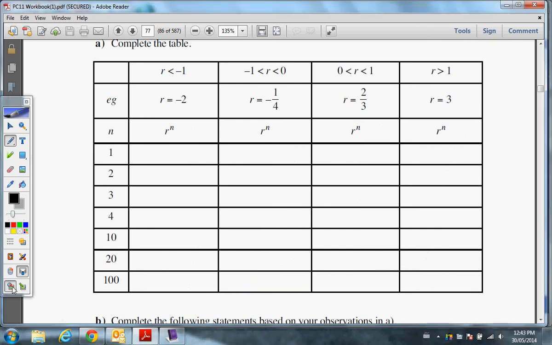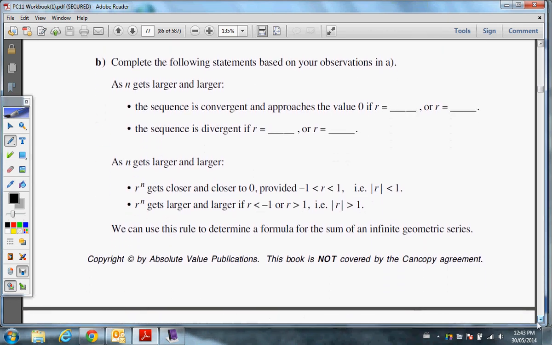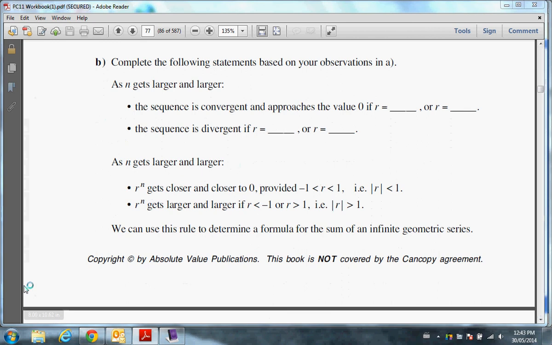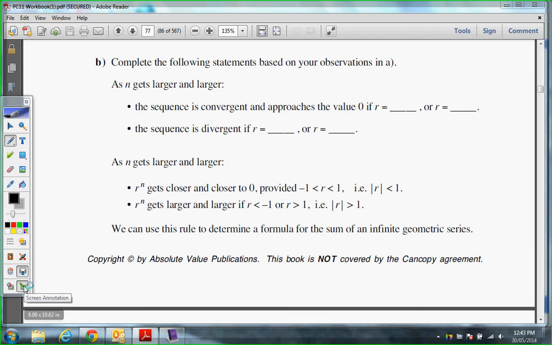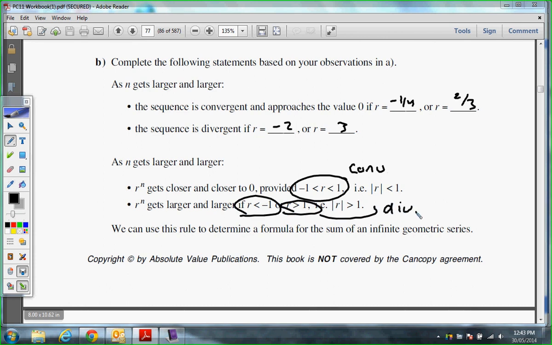Okay, and we're going to go ahead and go to what does this mean? So, B, complete the following statements based on your results. The sequence is convergent as it approaches a value of 0. So convergent is the ones that have flattened out. Those are at -1/4 and 2/3. The sequence were divergent for -2 and 3. So along with what Tristan said, the ones that are between -1 and 1, fractions, those are going to be your convergent. If it's less than -1 or bigger than 1, that's going to be your divergent.